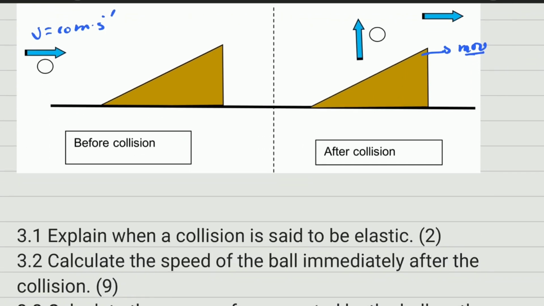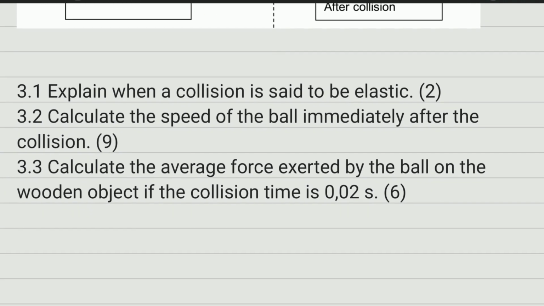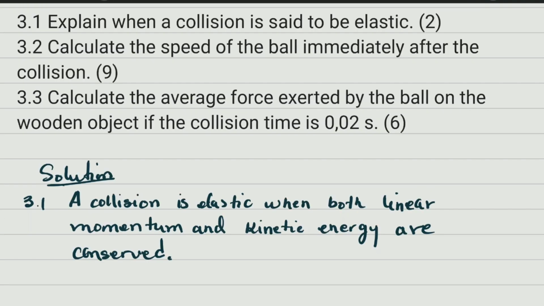Now we say: explain when a collision is said to be elastic. That is a very simple question, but we're going to answer it real fast here. A collision is elastic when both linear momentum and kinetic energy are conserved. So both of them are conserved. That is important here.